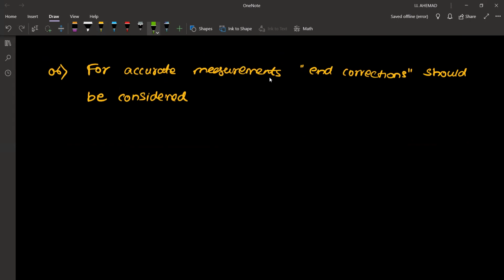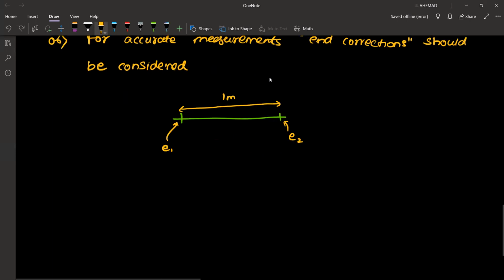So in a meter bridge, this wire has a length of 1 meter. But there will be some portion of the wire that goes into those strips, those connectors. Here, this is 1 meter. There might be some portion of the wire that goes inside this strip. So let's say that is E1. And here, let's say this is E2. Then E1 and E2 are called the end corrections.